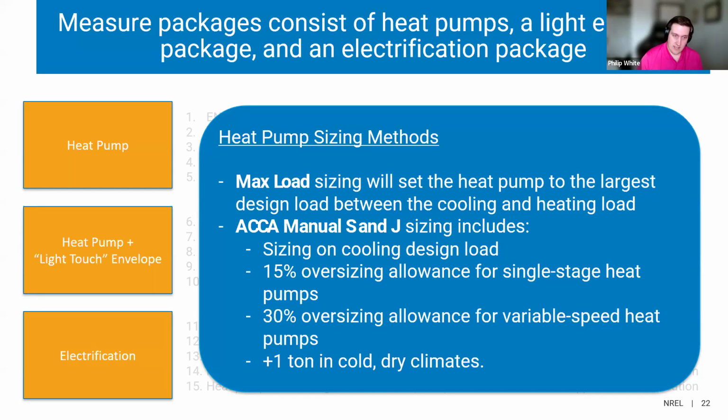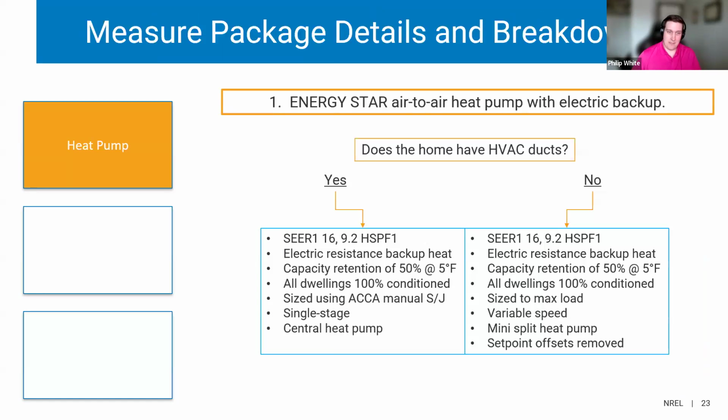In this dataset, we only sized with ACCA Manual S and J for the heat pump in measure package 1. It's a single stage heat pump for ducted homes, so that means it has a 15% oversizing allowance, and dwellings in cold and dry climates will have an extra ton of refrigeration. Speaking of that heat pump, let's take a look at measure package 1.